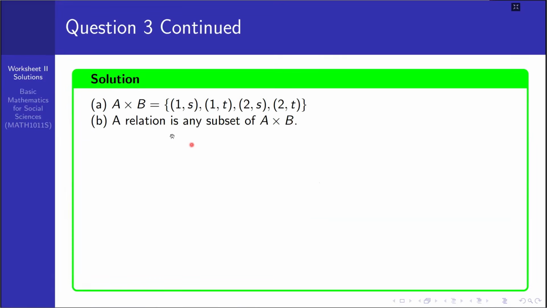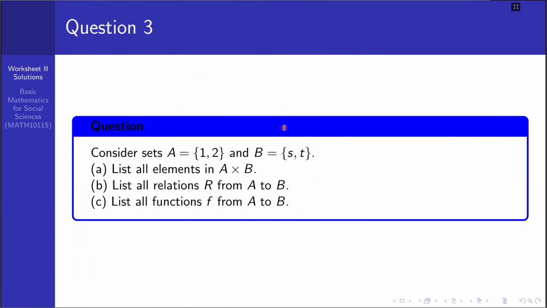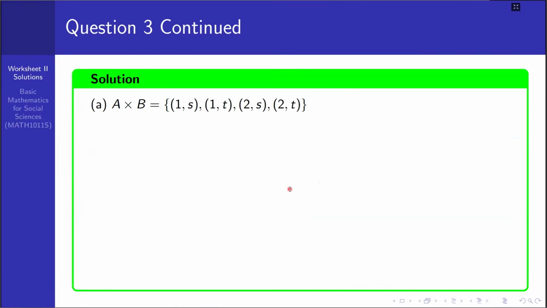Similarly, a relation is any subset of A cross B. That means the second question is that we are asked to list all relations R from A to B. A relation is any subset of the cross product of these two sets, and the cross product is already given here. So any subset of it can be considered as a relation R from A into B.